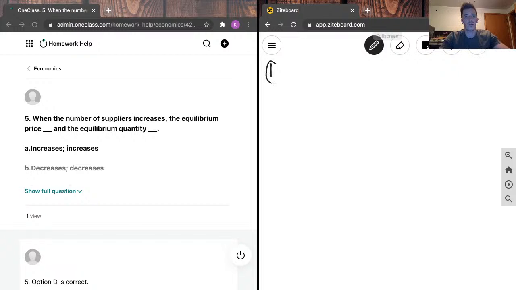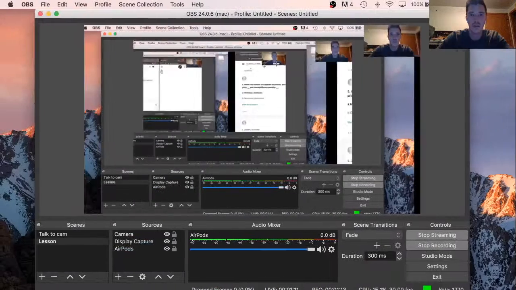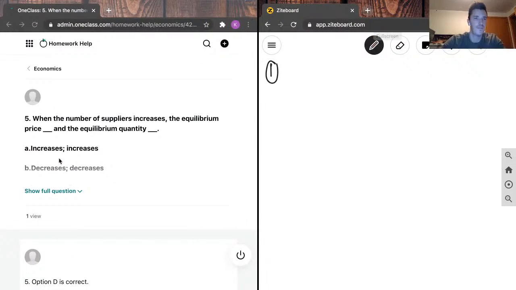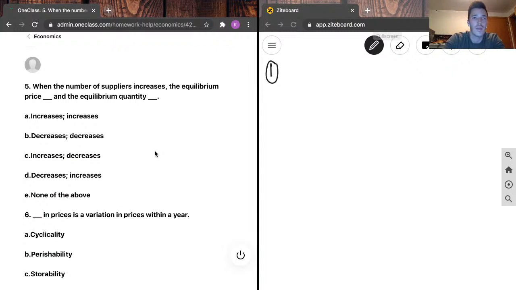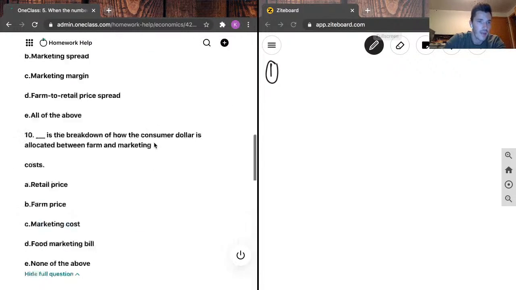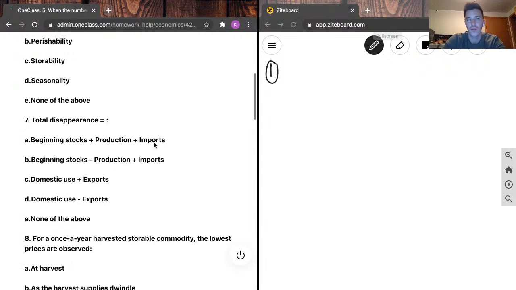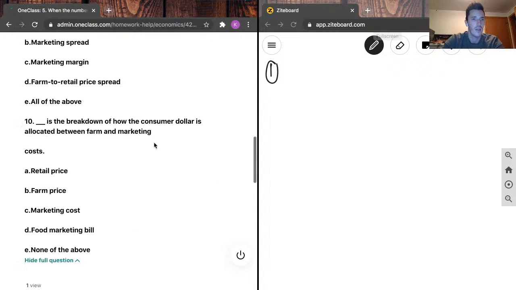Question 1. All right, so question 1 reads, when the number of suppliers increases, the equilibrium price blank and the equilibrium quantity blank. Options are A, increases, increases; B, decreases; C, increases, decreases; D, decreases, increases; or E, none of the above. Looks like we got a fair bit of questions here, so I'm probably not going to go through all of these, but I will touch on ones I think are important.